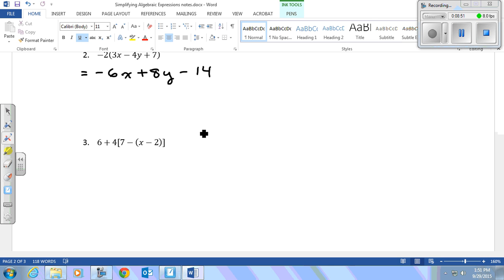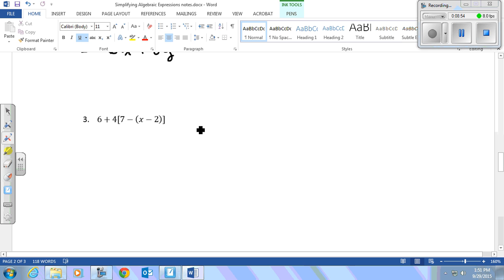In this next question, we've got two sets of brackets, or parentheses. We've got the square brackets around the 7 minus x minus 2, and the x minus 2 is in its own set of brackets. As we work through this, we have to take care of that inner set of brackets first. So this will be 6 plus 4 times 7.